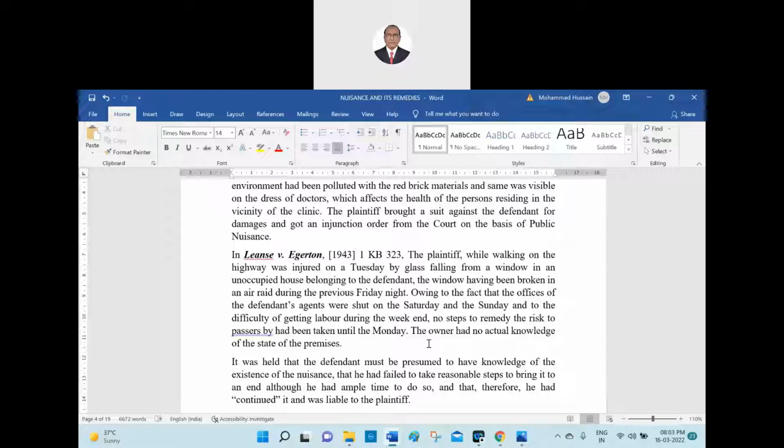So the plaintiff, while walking on the highway, was injured on a Tuesday by glass falling from the window in an unoccupied house belonging to the defendant. So he is passing by the roadway on the pedestrian path. So some of the window panes, I told you one day, the chip of a glass is called, the chip of a metal is called splinter, sir. Splinter, I told you.